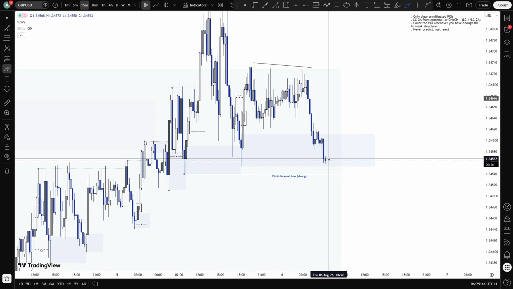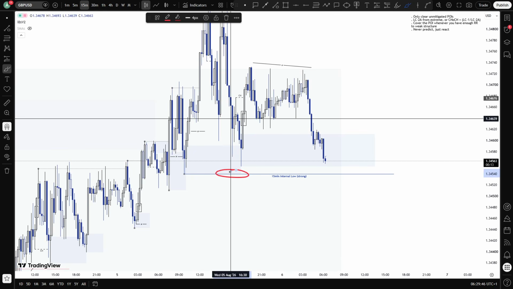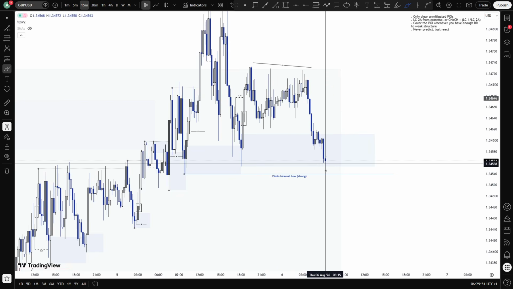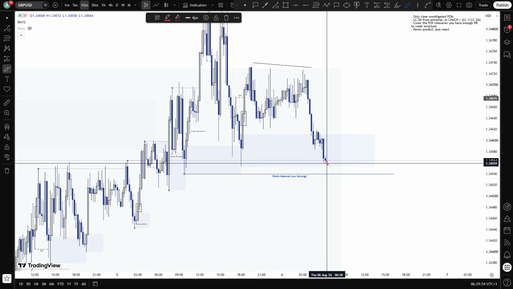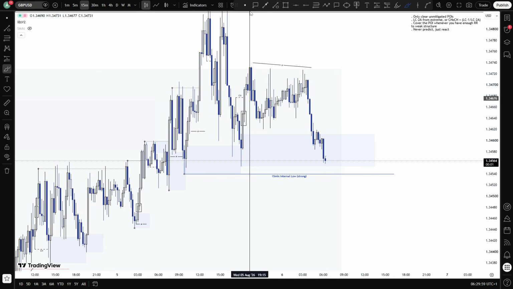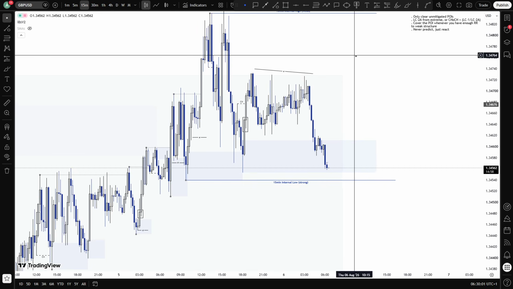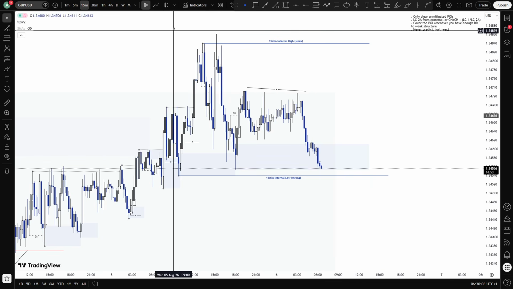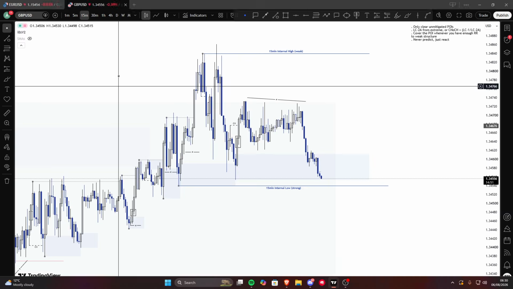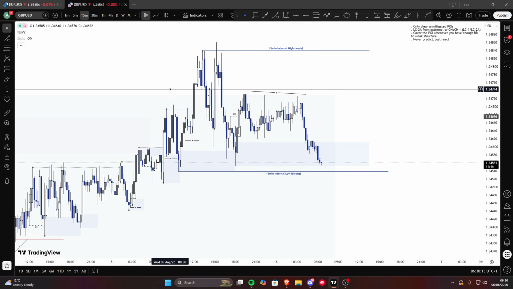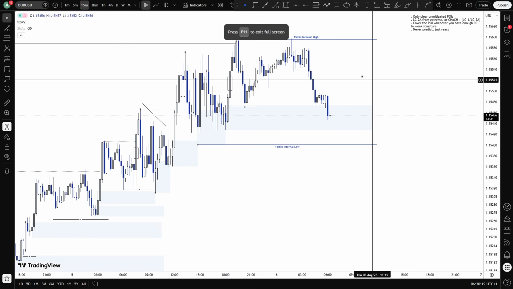That could happen, respecting that M15 internal low and never breaking below it, as in candle closure below it. So we could just see some sort of sweep and then push to the upside. And that's basically what I'm waiting for on GU at least. So let's see if that will play out. Tomorrow is NFP day, so I need to be very careful with taking trades today and not holding them for longer.